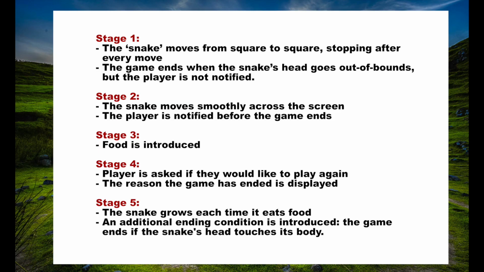Now, a bit about implementation. I've created this game in 5 stages, where each stage adds functionality. So in stage 1, the snake moves from square to square. At this point, it's just one square, so it doesn't really look very much like a snake at all. The snake will be able to move from square to square, but it will stop after each move, so it won't glide across the screen yet. And also, the game will end when the snake's head goes out of bounds, but the player is not going to be notified of that.